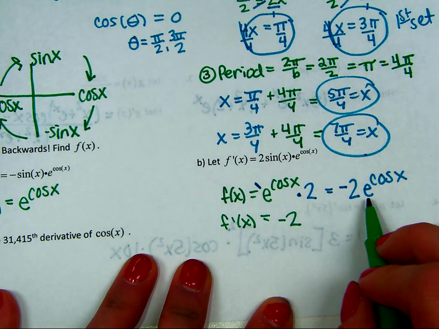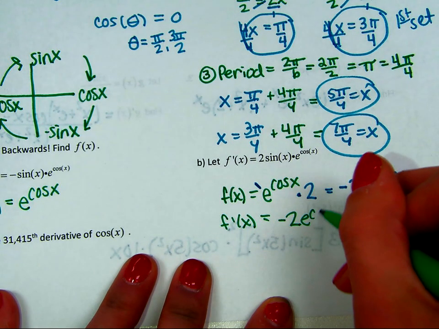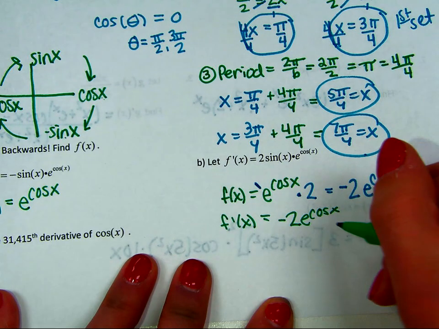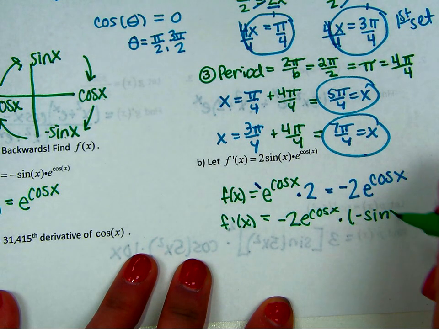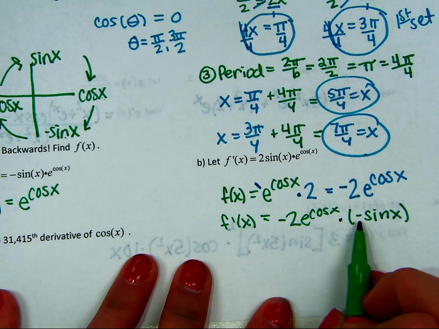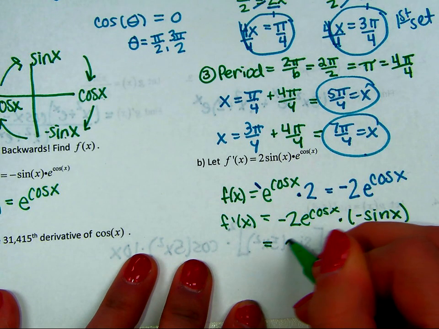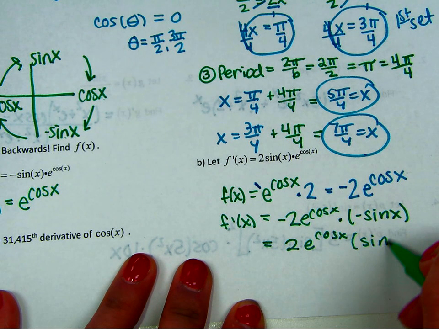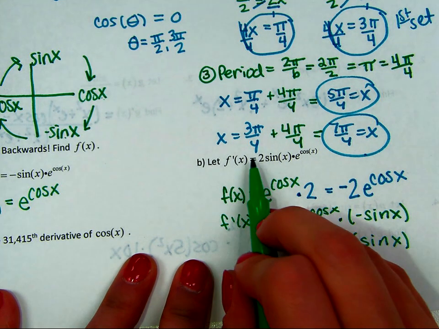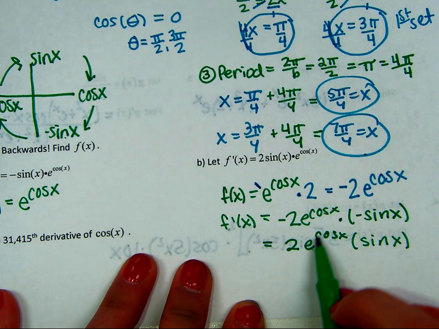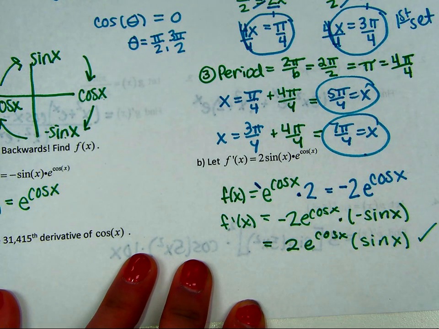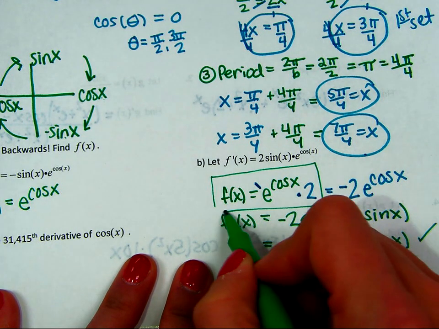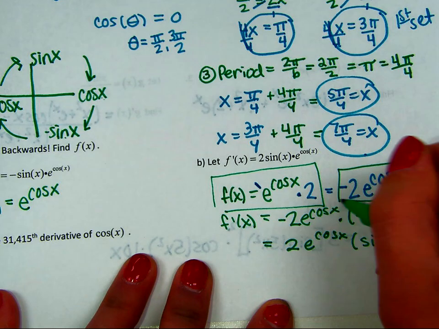Derivative of e is itself. But the derivative of this inside function is a negative sine, so we'd multiply by a negative sine. And then think about that. A negative times a negative is a positive. We could write it as positive 2 e to the cosine times sine. And just double check, is that what we started with? We have a 2, we have a sine, we have an e to the cosine, so we know we did it right. So really either way, this could be your original function, or you could write it this way. They're both the same thing.